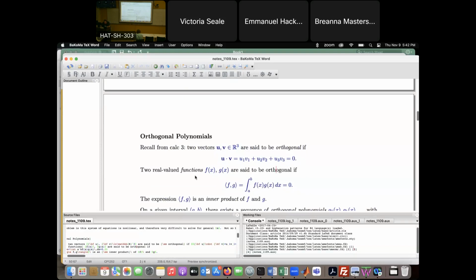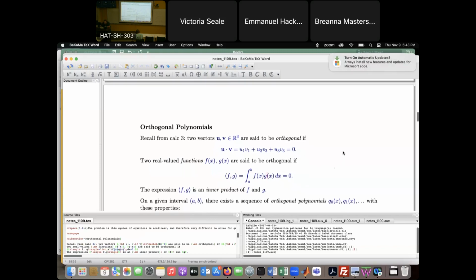I should mention, I have to be very careful here and point out these are real valued functions. If f and g were allowed to be complex, then one of these functions, usually the one on the left, would have to take the complex conjugate for this inner product to be defined properly. But we don't need to worry about that here. We can stick with everything being real.